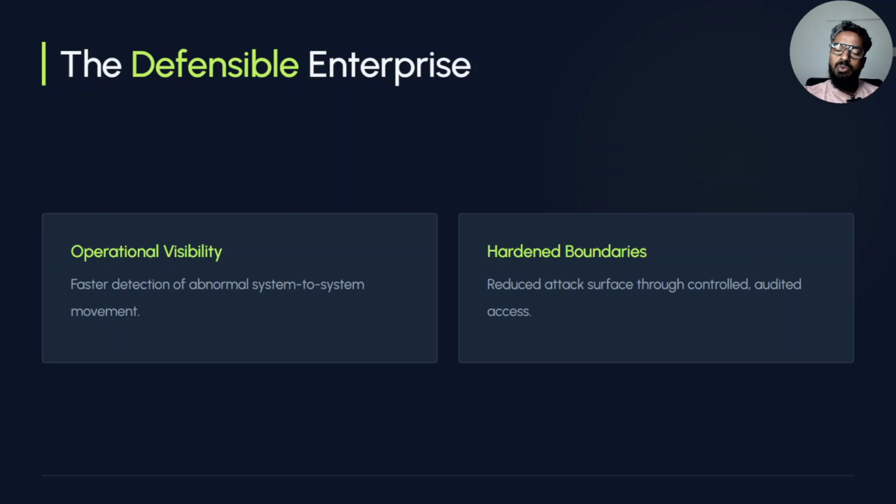Now, when you understand attack paths, what we just discussed, right? There can be multiple types of paths like this. When you understand attack paths, first, you reduce the hidden risk, you detect movement much earlier, and you actually gain control over how your systems interact. That's very important.